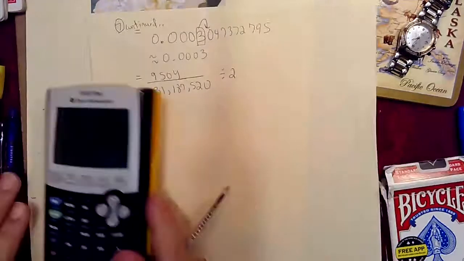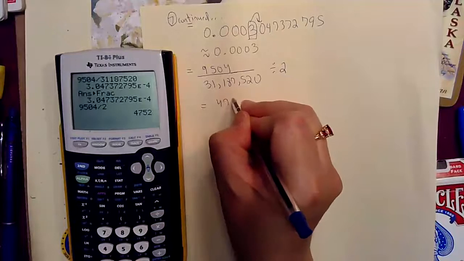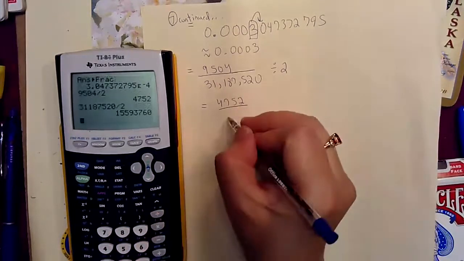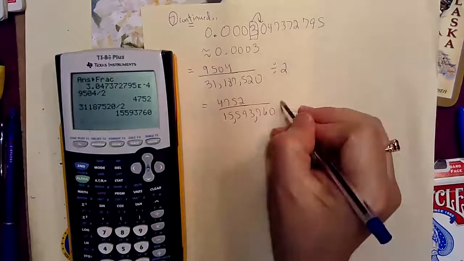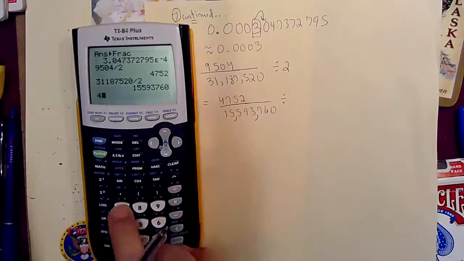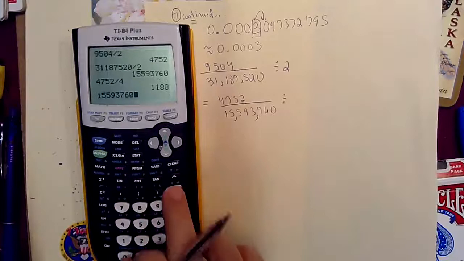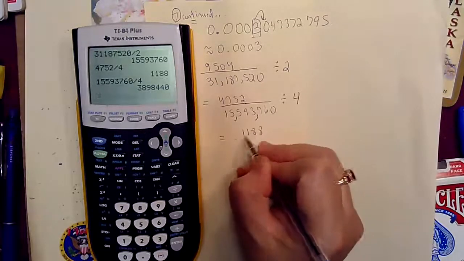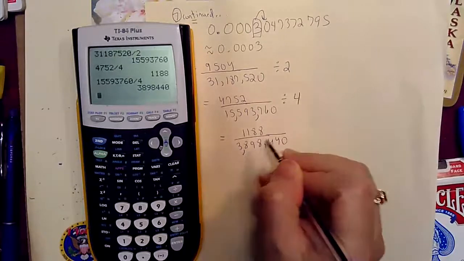Let's see. 9504 divided by 2. 187520 divided by 2. Okay, see, I can still reduce that by 2. Let me see if I can try 4. Instead of trying 2 a lot of times, let me try 4. 4752 divided by 4. As long as I don't get any decimals. 1559370 divided by 4. Yeah, as long as I don't get any decimals, it's safe. So this one, 1188. This one, 3898440. Okay, let me try 4 again.